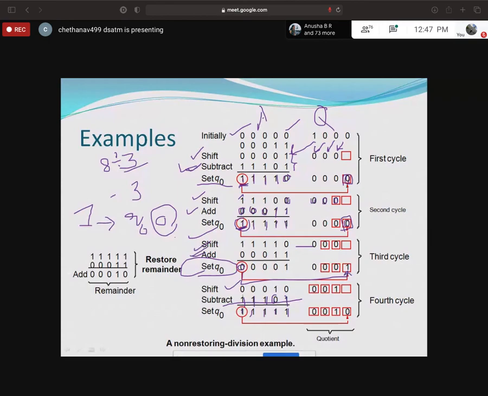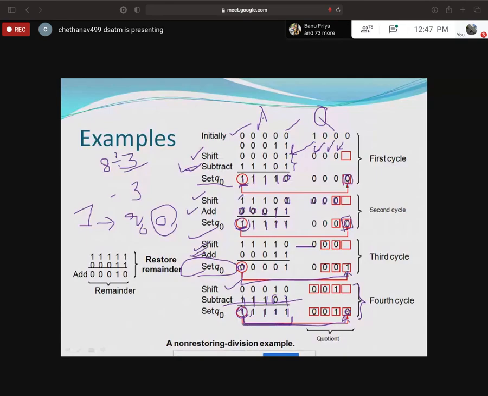Then here, I'm going to see the value of the last bit, the leftmost bit, which is 1. So I'll set my Q naught to 0. Hope you are clear. So now I got some answer here: 1, 1, 1, 1, 1.